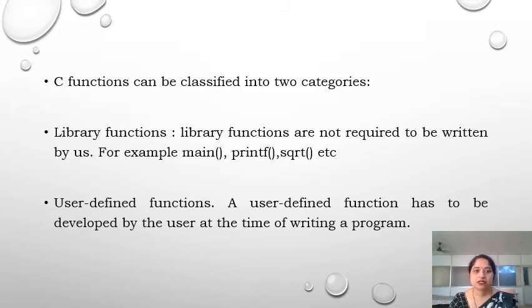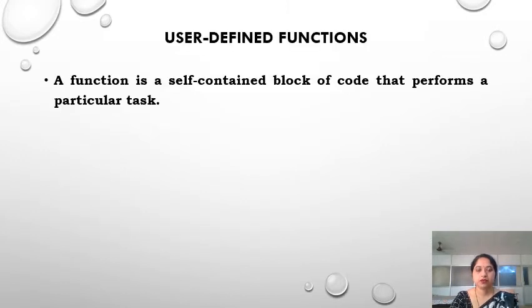So see, functions can be classified into two categories. First category is library functions. The library functions are not required to be written by us. For example, what we have used: main, printf, square root, all these are the built-in functions. They are the library functions. The second category is the user-defined functions. The user-defined function has to be developed by the user at the time of writing a program. The user-defined function is a self-contained block of code which performs a particular task.